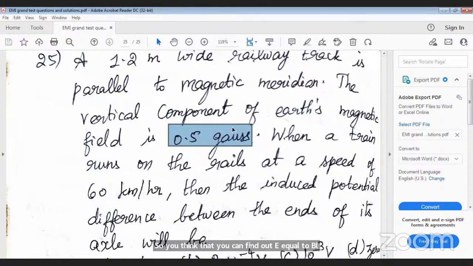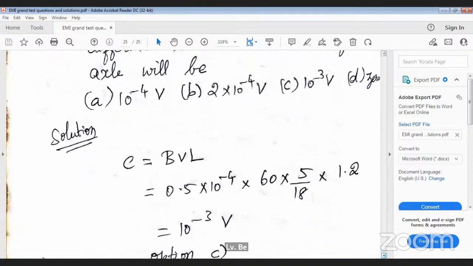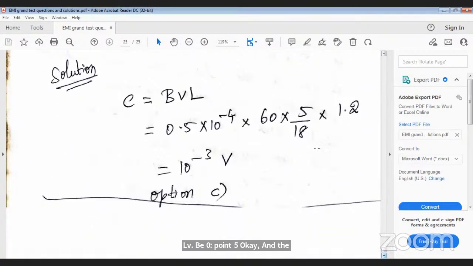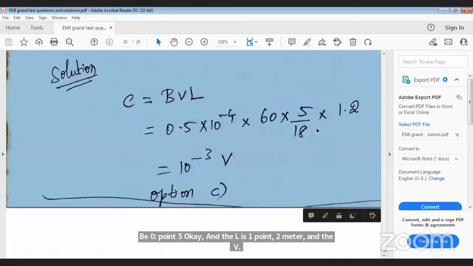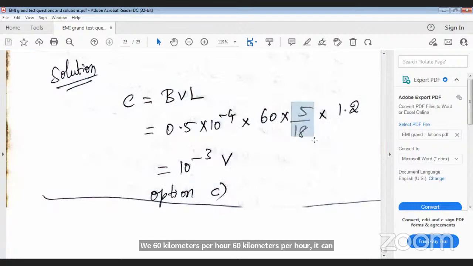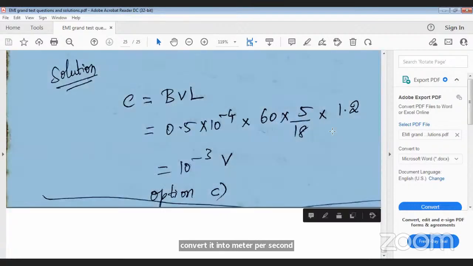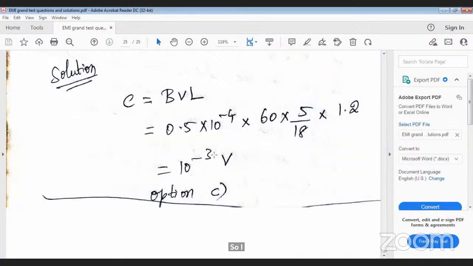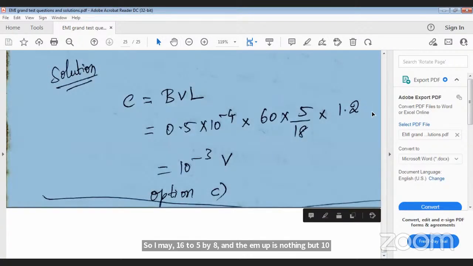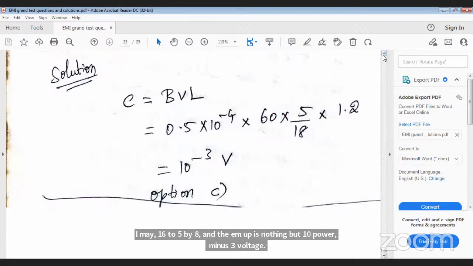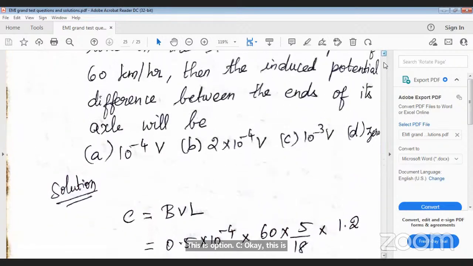B is 0.5, and L is 1.2 meter, and V is 60 km per hour. You can convert it into meter per second. So 60 into 5 by 18. And the EMF is nothing but 10 power minus 3 volt. So this is option C. Okay, this is option C.